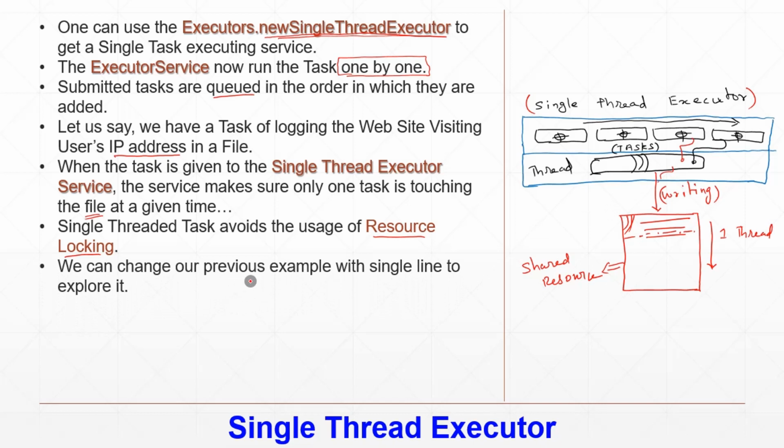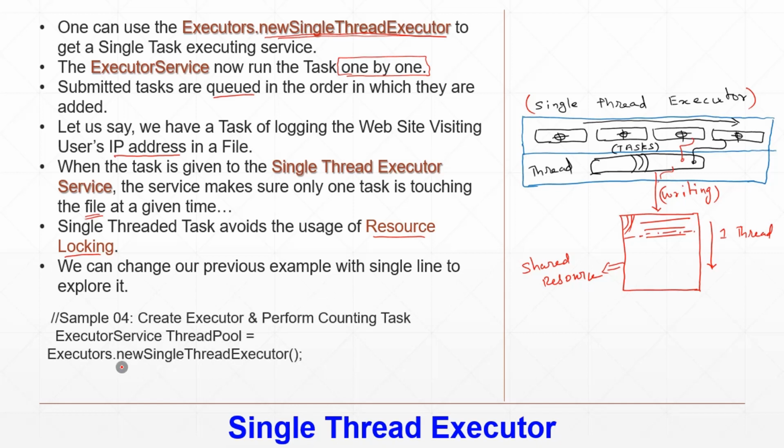We can change our previous example with a single line to explore it. For example, previously we used Executors.newCachedThreadPool. This time we are using newSingleThreadExecutor. We are calling this a thread pool, but we can call it a single thread. And we can now go ahead with the demo and explore our ticker task. And instead of giving that to the cached thread pool, this time we will give it to the single thread executor and see how it is executing it.